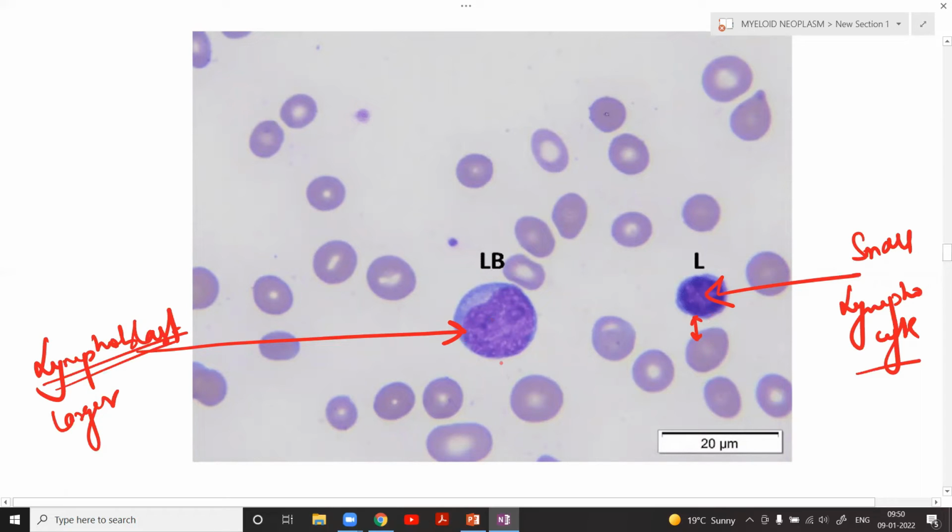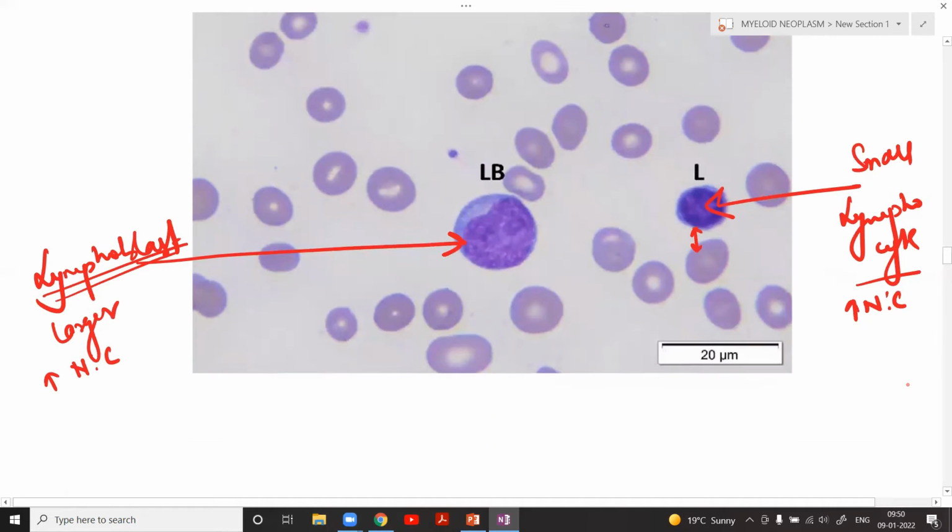If you look at the nuclear chromatin, both of them have a high NC ratio. So you will say, sir, both of them have a high NC ratio, then how do we differentiate? One is the size. Lymphoblasts are usually larger. Small lymphocytes are smaller in size. Second, the chromatin is far more open, if you can appreciate over here, whereas the chromatin is far coarser in the case of a small lymphocyte.